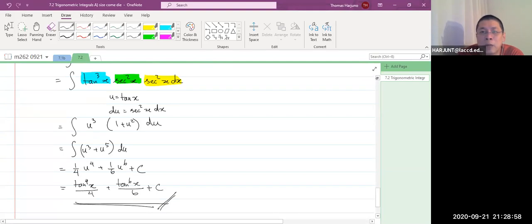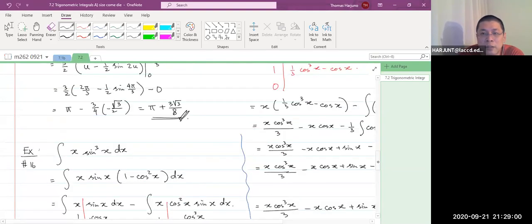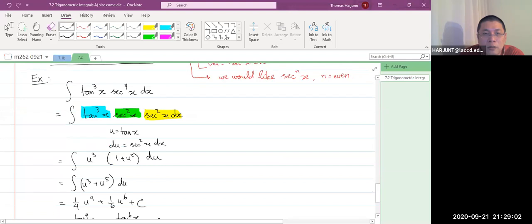Now what happens, Thomas, if the secant is odd? Then pray hard that the tangent is also odd, because the second plan we have is the following. If u equals secant x, then du equals secant x tangent x dx.